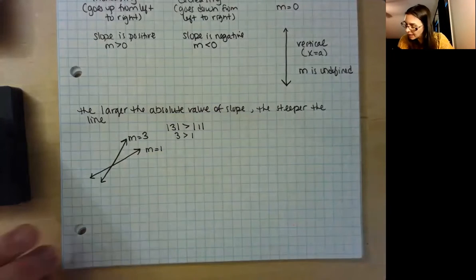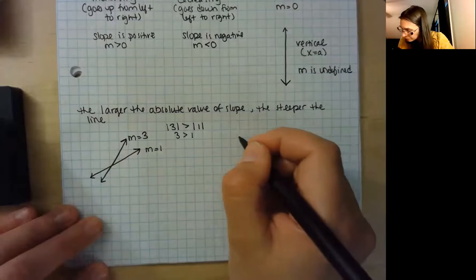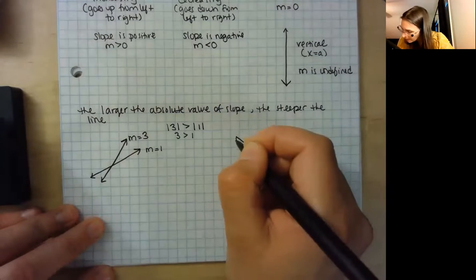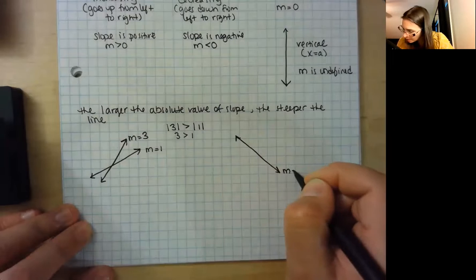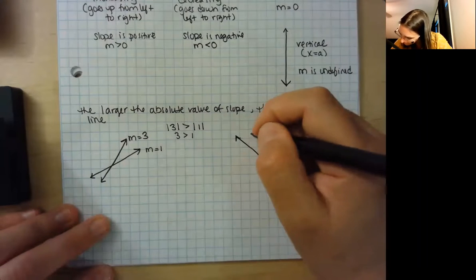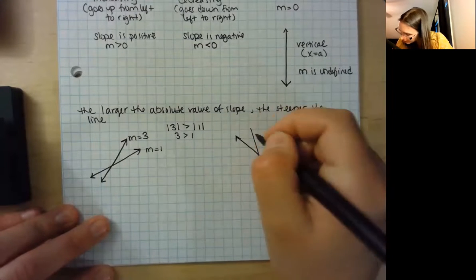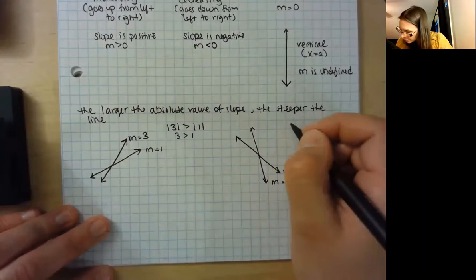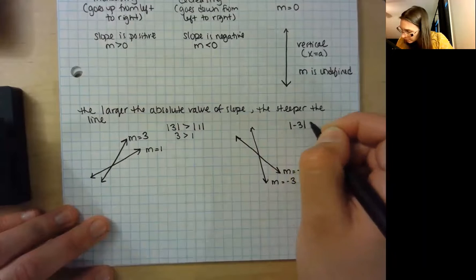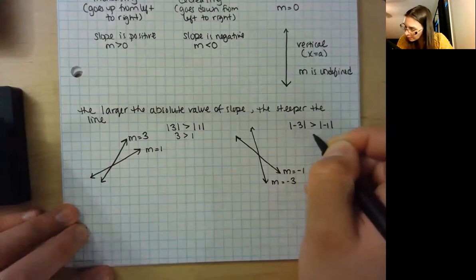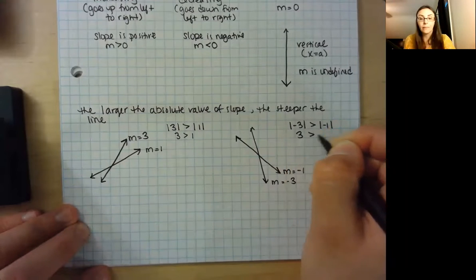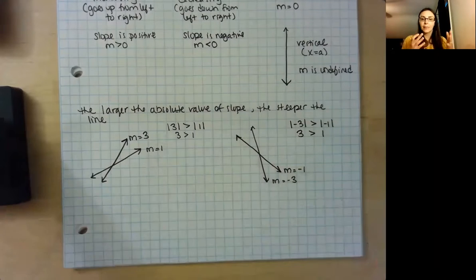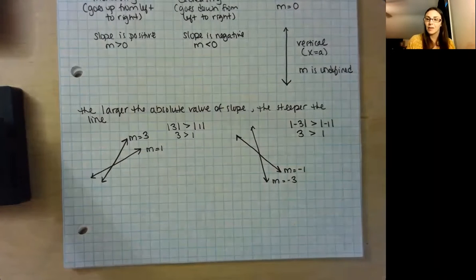And that's also true with negatives. So, this could be a slope of -1, and then maybe this is a slope of -3. So what happens is the absolute value of -3 is greater than the absolute value of -1, right? Because 3 is greater than 1. So the larger the absolute value, the steeper that line becomes.